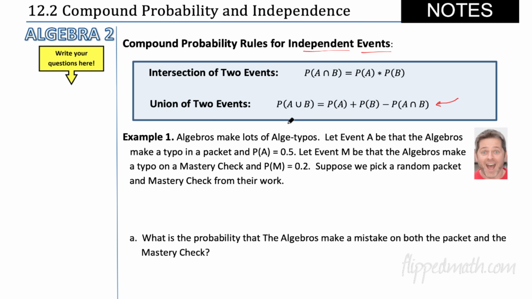First example: algebras make a lot of algebra typos, especially this guy here. Had to give that guy.